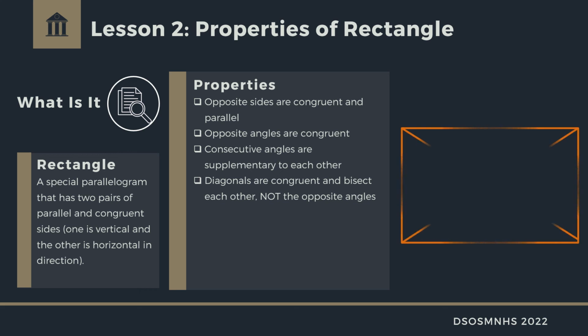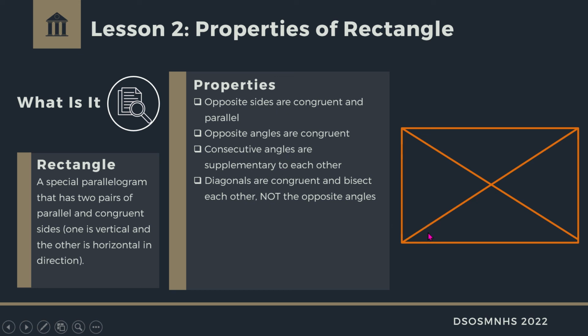The diagram is found on the right side. First property of the rectangle: opposite sides are congruent and parallel. So the upper horizontal and lower horizontal are parallel and congruent. The left vertical and the right vertical lines are also parallel and congruent. Opposite angles are congruent. The upper left angle is the same as its opposite, the lower right angle. The upper right angle is the same as the lower left angle. Consecutive angles are supplementary to each other.